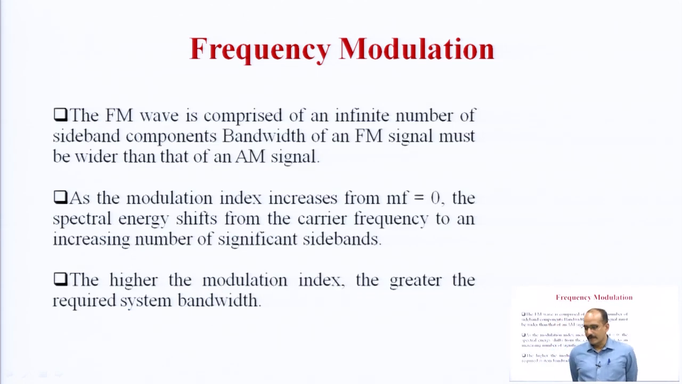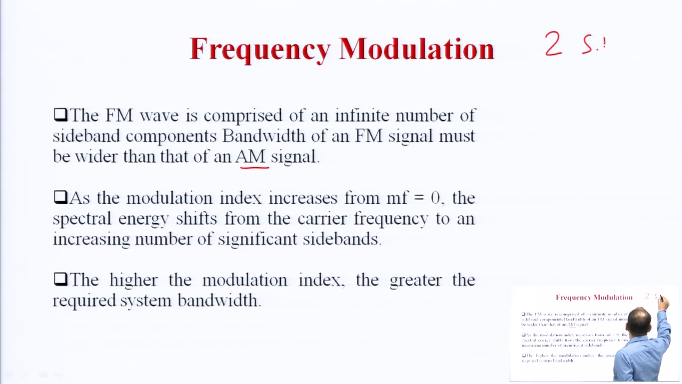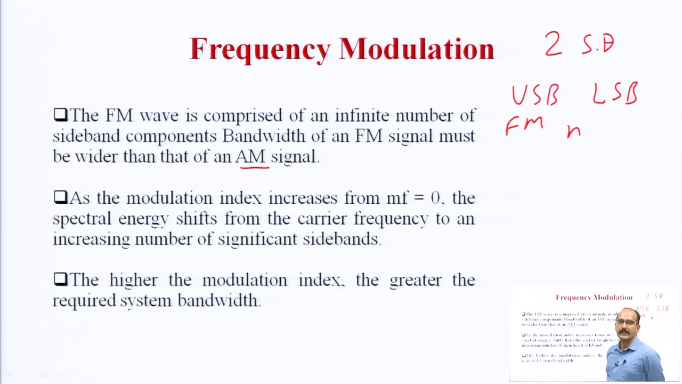Similarly, let us understand some key points of frequency modulation. In frequency modulation there is also the availability of side bands, and the FM wave comprises an infinite number of side band components. The bandwidth of an FM signal must be wider than that of an AM signal. In AM you have only two side bands, the upper side band and the lower side band. But in FM you have n side bands, and the amplitudes of the n side bands are decided as per the Bessel function values.